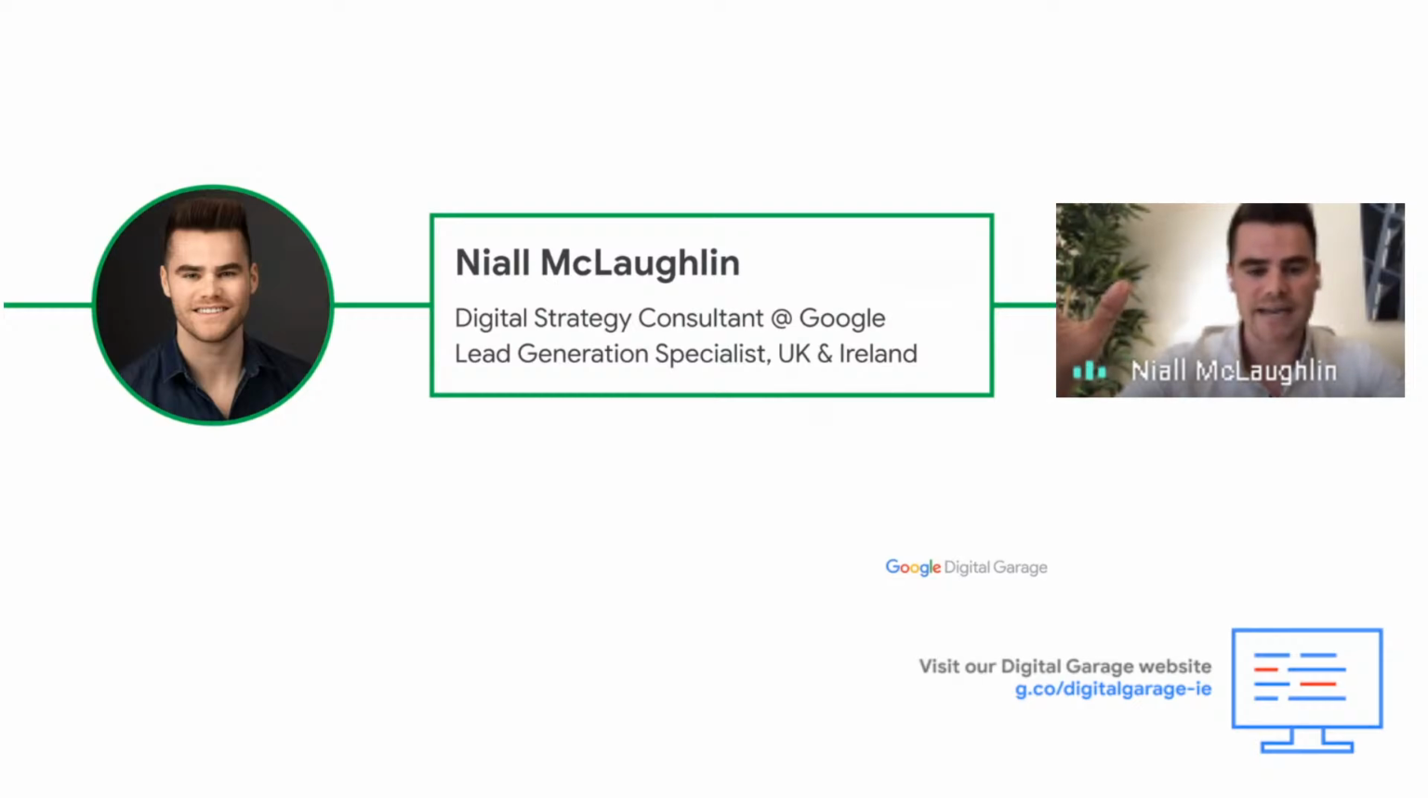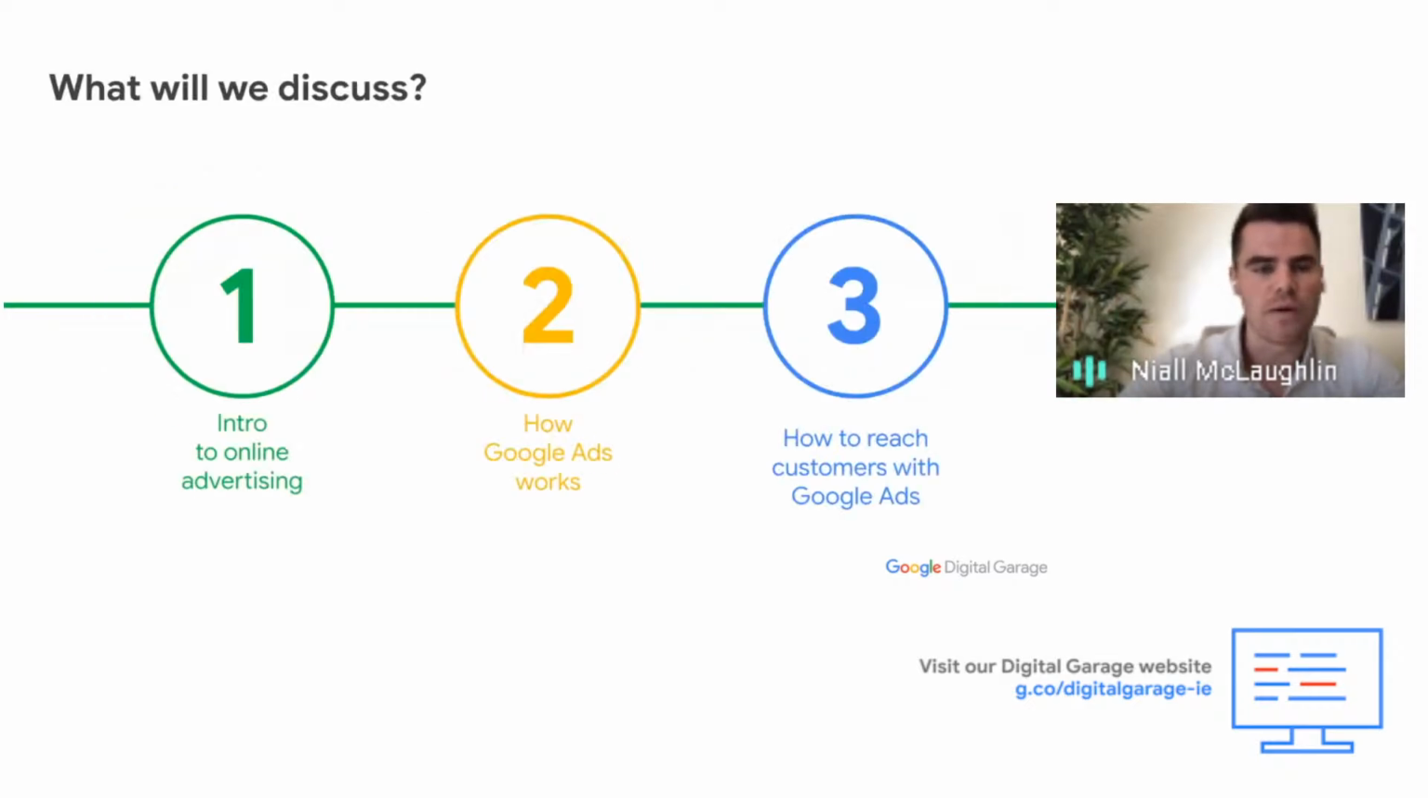So with that, the housekeeping is done. Let's have a look at what we're going to cover today. On the agenda, I'm going to start with a little introduction to online advertising more broadly. Next, we'll go into an overview of how Google Ads specifically works. And thirdly, I'll go into some more specifics about advertising with Google Ads and how to reach customers, including how to choose a campaign based on your specific business goals.